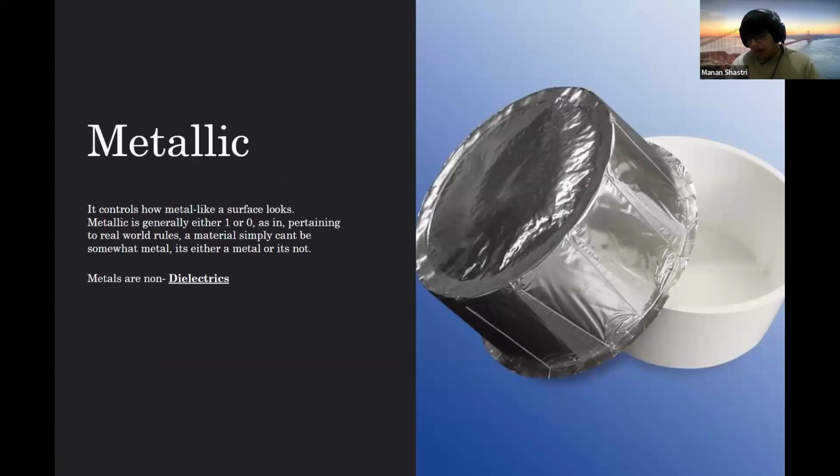Now, keep in mind, when we are defining material properties in the CG world, we want them to be as true to the real world as possible. So an object is either metallic or non-metallic.